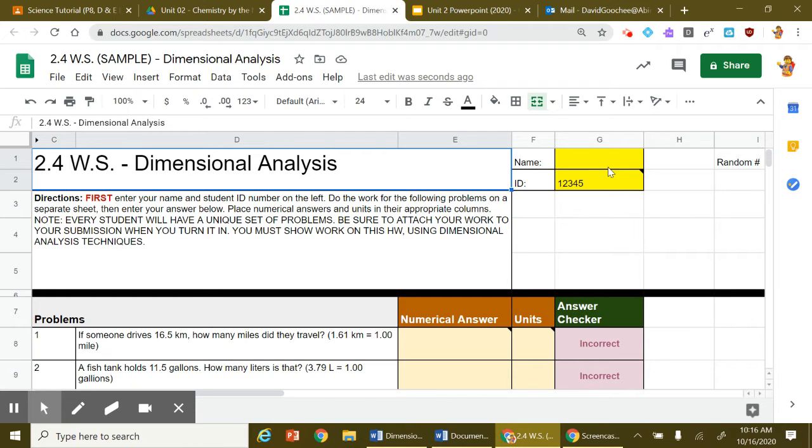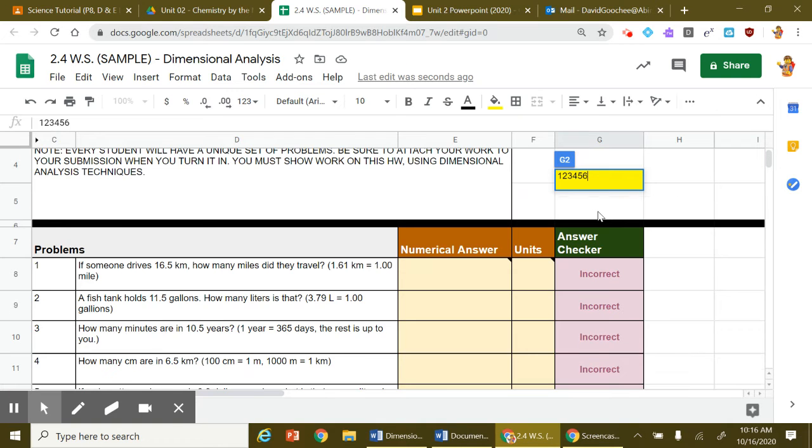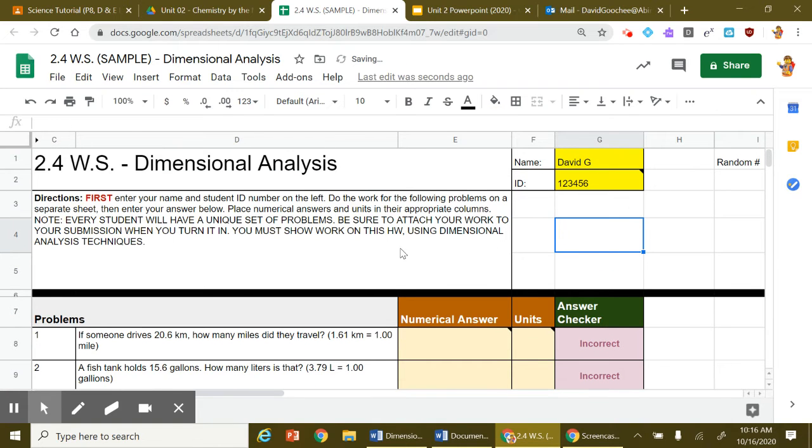So let's do this. Your first step, of course, is to enter your name. All right, I'm David G. And enter your school ID. I'm just entering 1, 2, 3, 4, 5, 6. Yours is going to be different. You have to enter your ID because that is what determines what numbers you will have to work with in this worksheet. If you don't enter your ID, all your numbers will be off and I won't accept your worksheet.